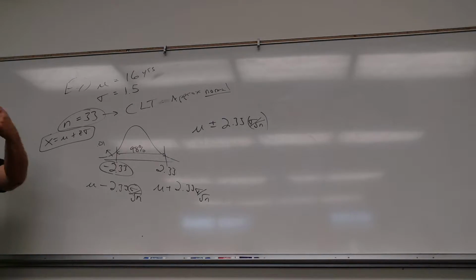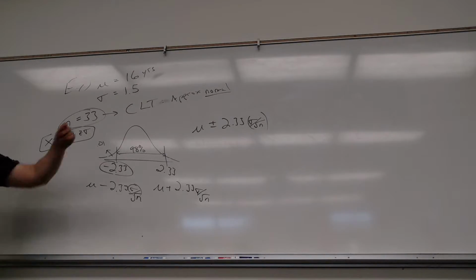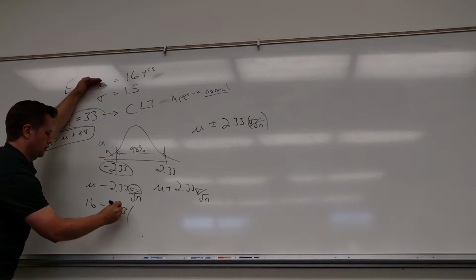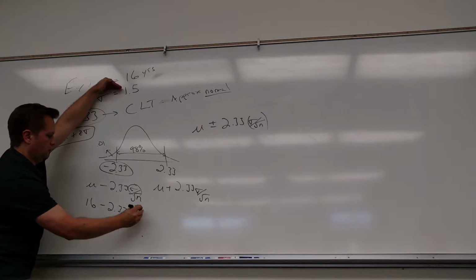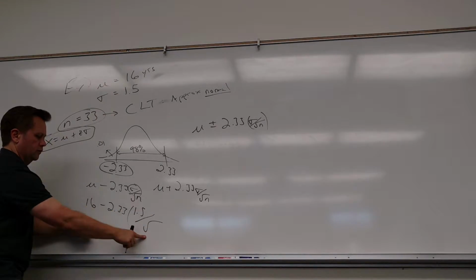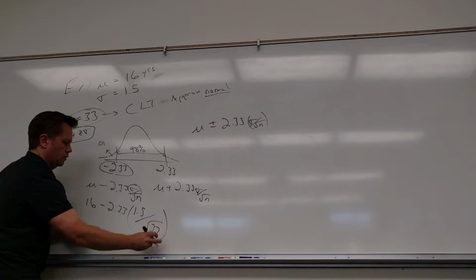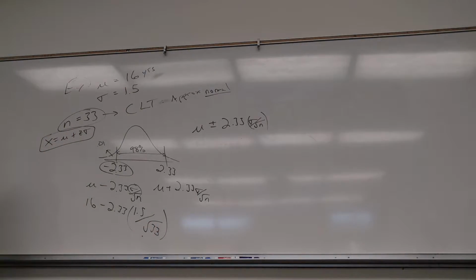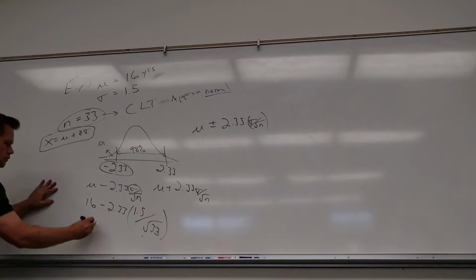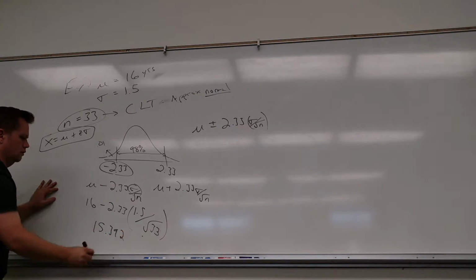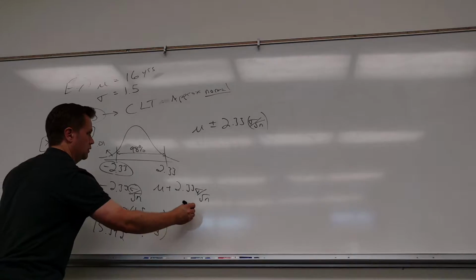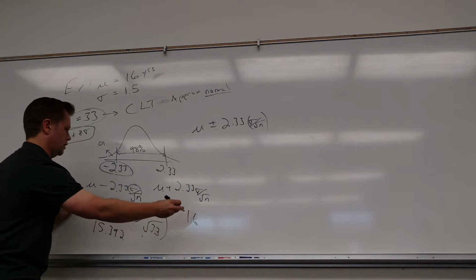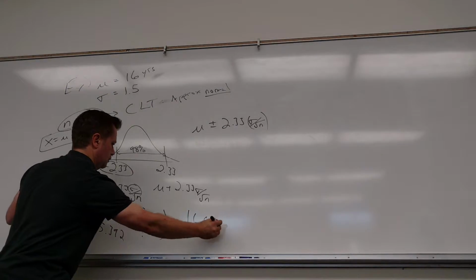And now we can throw in what the mean and the standard deviation is, right? We know what the mean is, 16, minus 2.33 times 1.5 divided by the square root of 33. 15.391. Who's it? 15.392. So this one will be 16 point, what would it reach out for you? What you got? 608, I think.